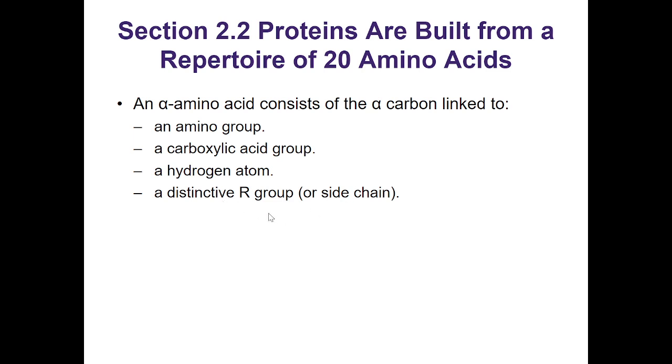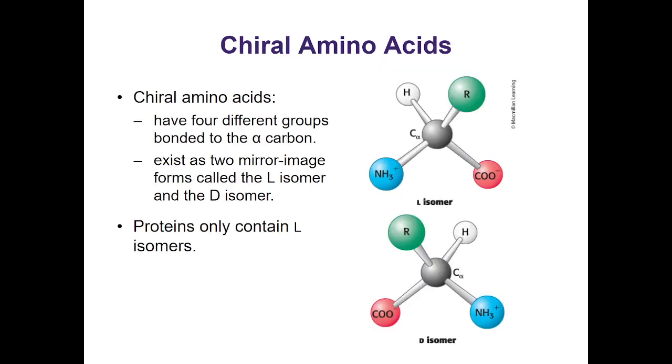By the way, how many different things is that? How many groups are here? 4. And so 4 different things means it has what? Chirality. Yeah. So these are basically always chiral, okay? There's one that is not chiral, but you get the idea. Okay, so again, chirality, right? Amino acids are going to be chiral. Almost all of them are chiral except for one. These are going to have 4 different groups bonded to that alpha carbon atom.